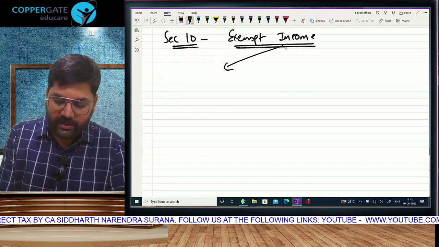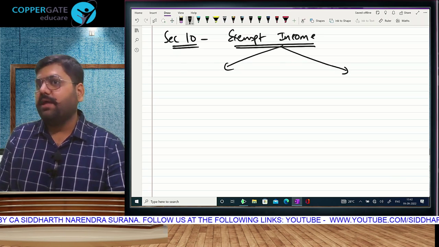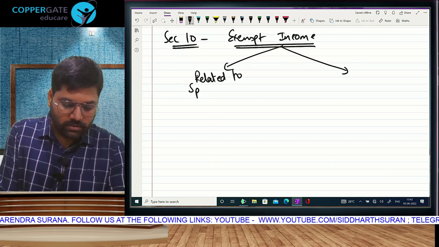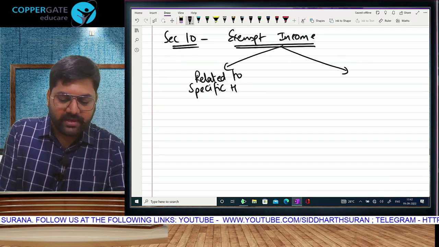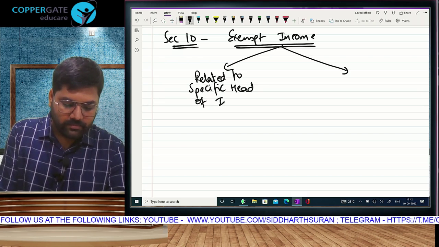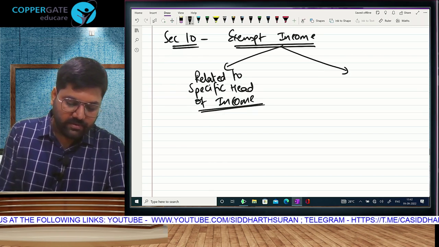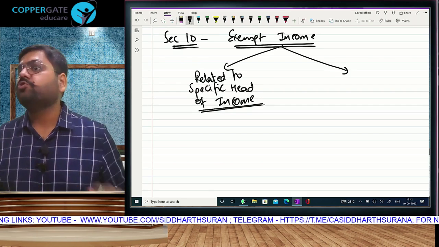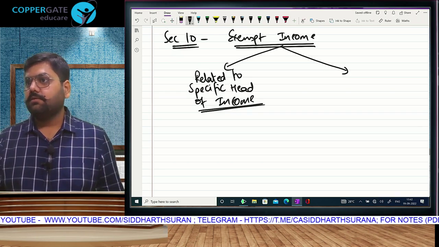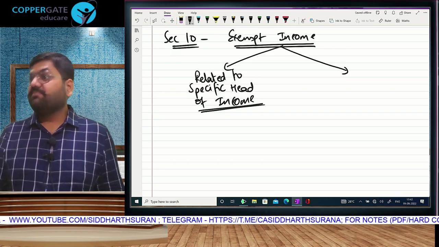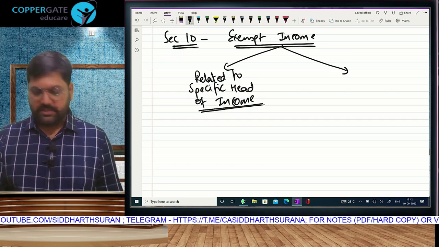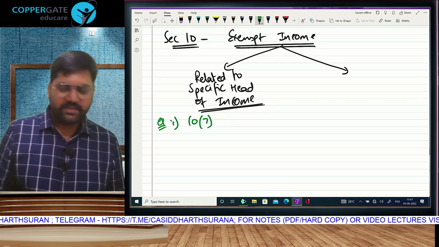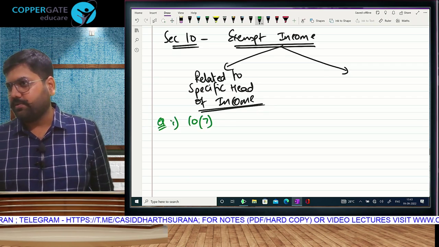This will be divided in 2 parts. There are some exemptions which are related to a specific head of income. Sir means, this income, if there was no exemption, it would have been taxable in some head of income. But in that head of income, we have exempted this. I'll give you examples. I'll talk about something that I have orally told you and explained also.